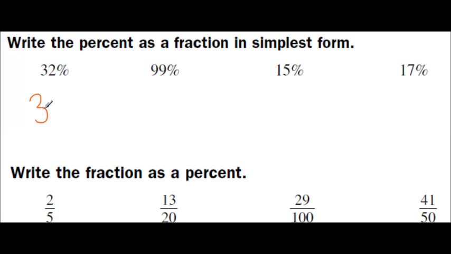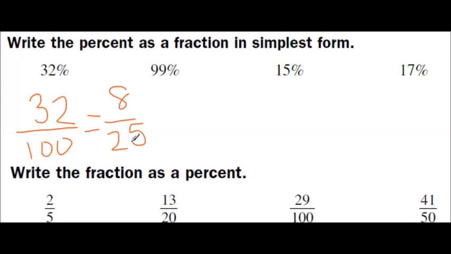Alright, let's try this again. 32 over 100, both divided by 4, gives me 8 over 25 as my fraction form of 32%.